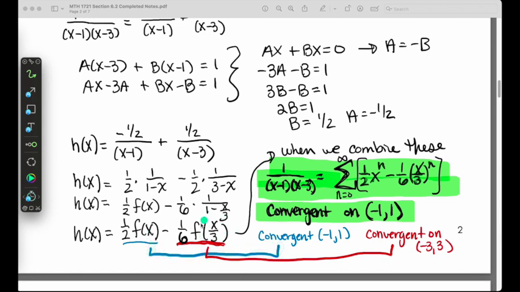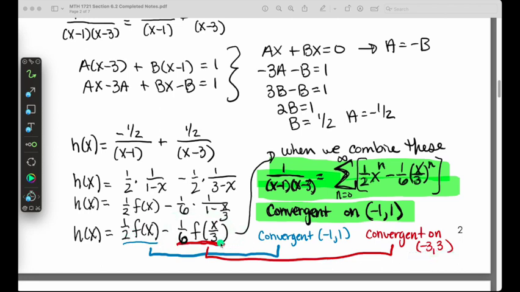And then this one, since I know that my r is x over 3, the absolute value of r has to be less than 1 for this to converge. So when I solved for the absolute value of x over 3 is less than 1, I got that this is convergent on the interval negative 3 to 3.